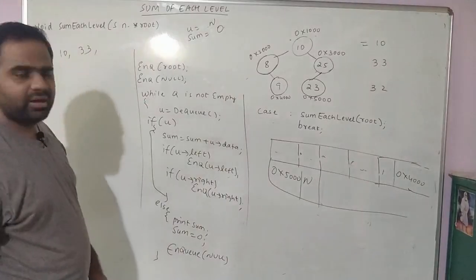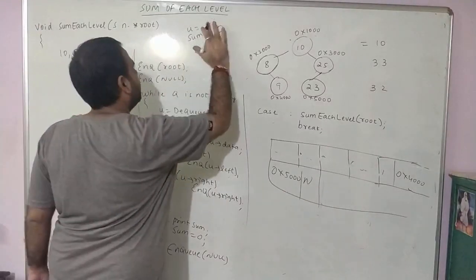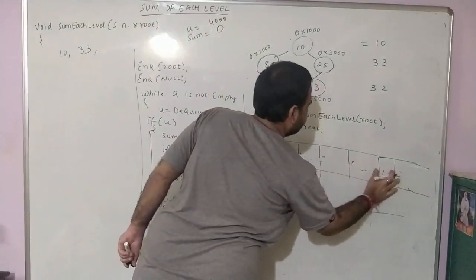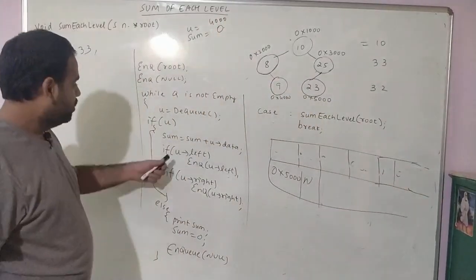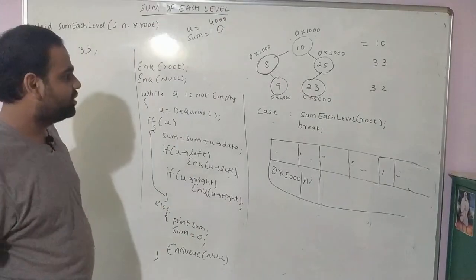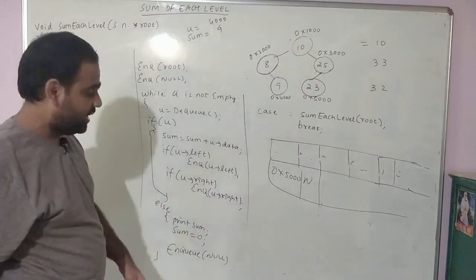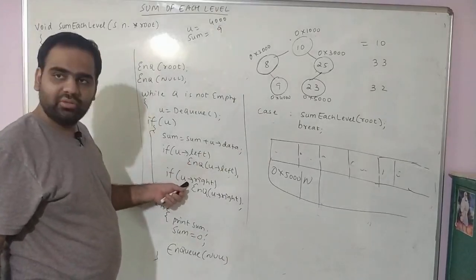Again, go back. Q is not empty. Yes, u is equal to dq. What do you dq? You dq 4000 from the q. Is that okay? Now, you say sum is equal to sum plus 4000 arrow data. 4000 arrow data is 9. Therefore, the value of sum becomes 9. 4000 arrow left is null. 4000 arrow right is null.